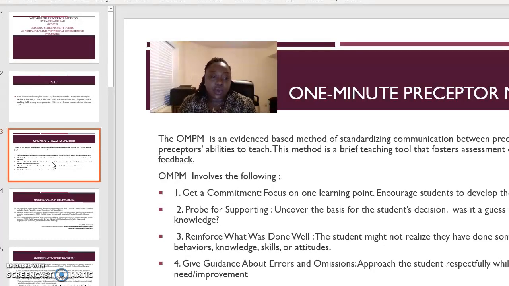So what does this process of 1-minute presentation involve? First, there is a need to get a commitment. Once the student comes to me as an educator, I need to find out what's going on. The student should be able to tell me, based on the signs and symptoms of the case, that this patient has bipolar. Then there should be a probing of whatever is going on.